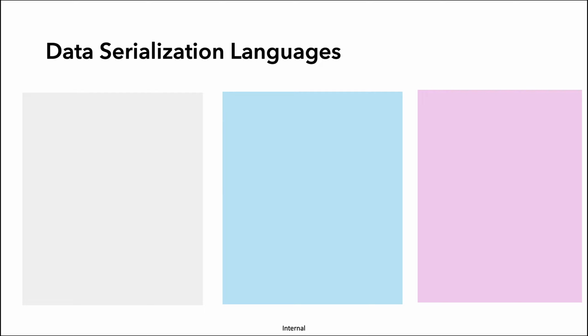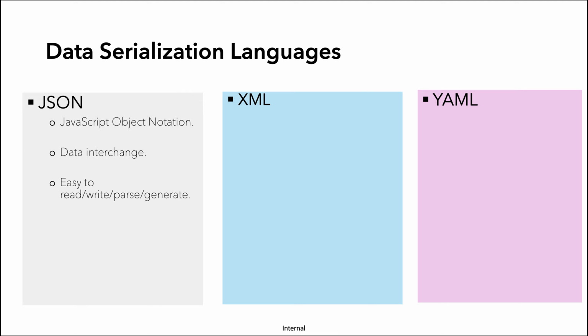So with that, let's go ahead and see different types of data serialization languages. First we have JSON, then we have XML, and then we have YAML. Starting with JSON, JSON is nothing but JavaScript Object Notation. It is a data interchange format that is easy for humans to read and write and easy for machines to parse and generate. JSON is commonly used for RESTful APIs as the data format for exchanging data between client and the server.